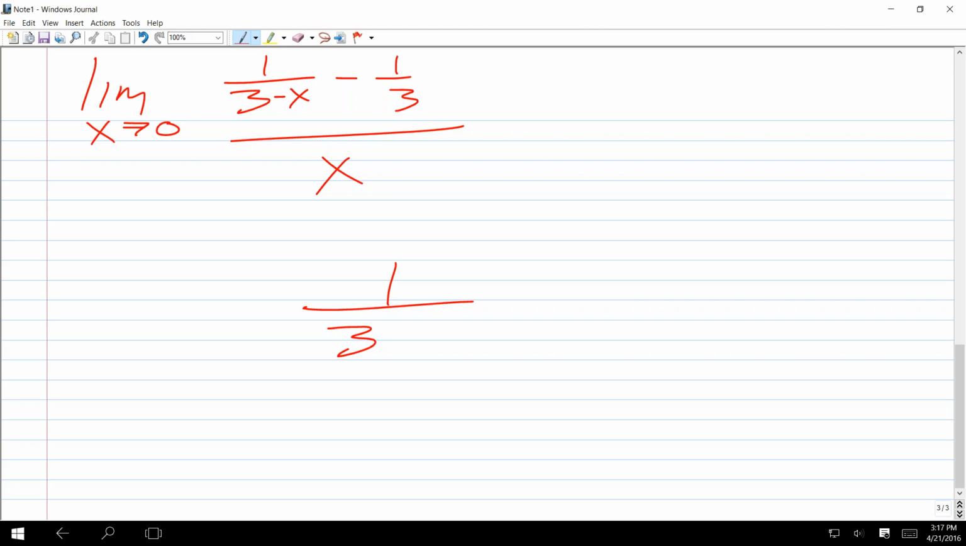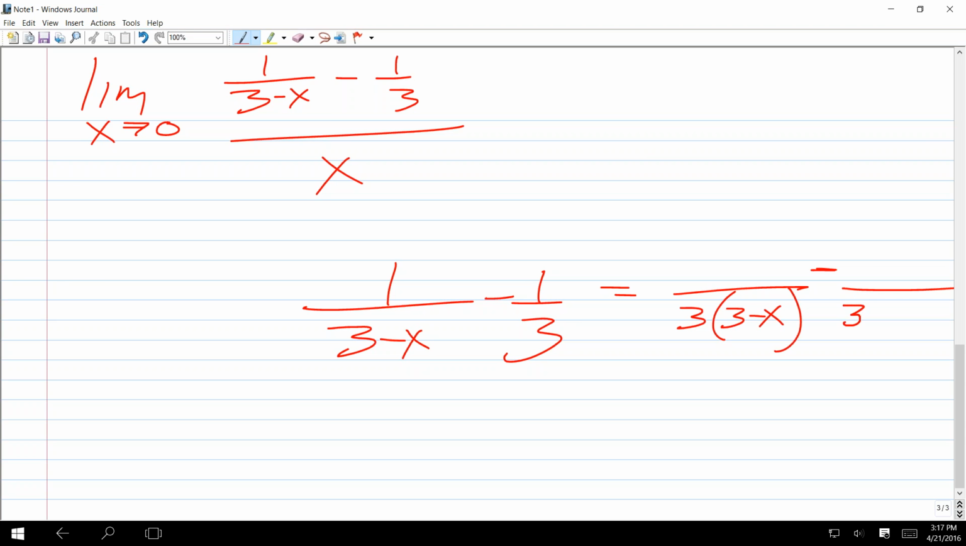1 over 3 minus x, minus 1/3. How do you do that problem? Do a common denominator. What is it? Don't distribute it. Just multiply the two terms. So just 3 times 3 minus x. Yeah, that's always a common denominator. It isn't always the least common denominator, but we really don't care whether it's the least or not.